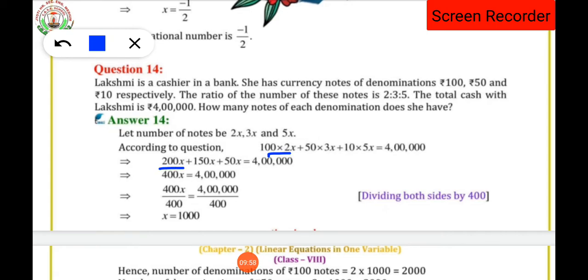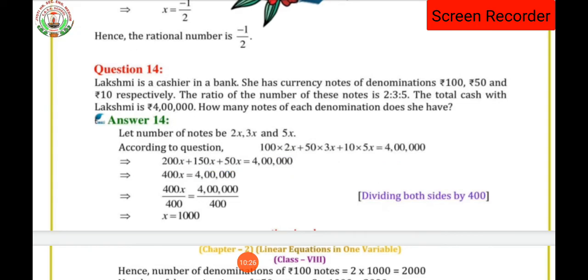Then plus, as the addition will be there, because Lakshmi is having total 4 lakh money, so the addition of these notes will become 4 lakh only, that's why we are going to add these numbers. So 50 into 3x will become 150x. Okay, then 10 into 5x will become 50x is equals to 4 lakh rupees. Have you understood up to here?